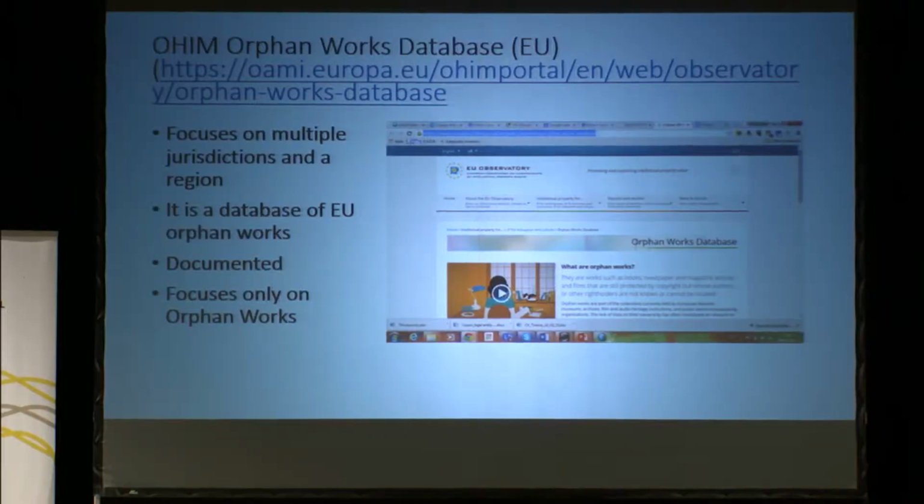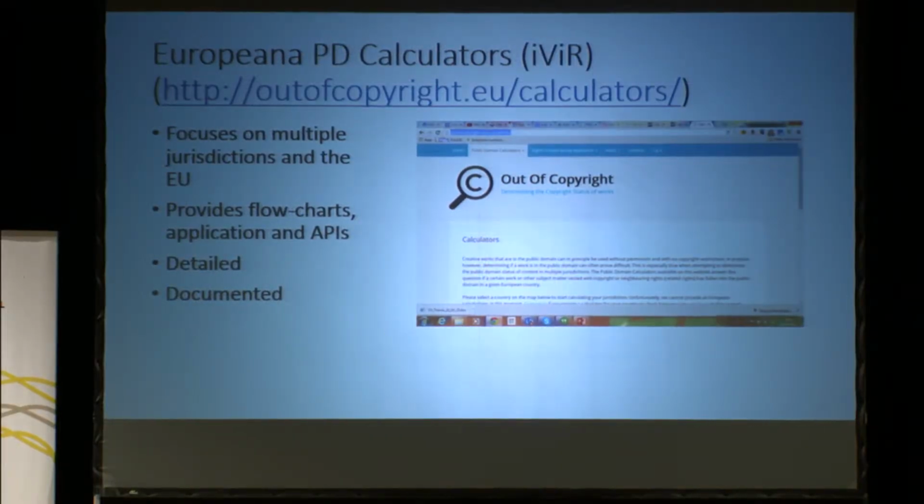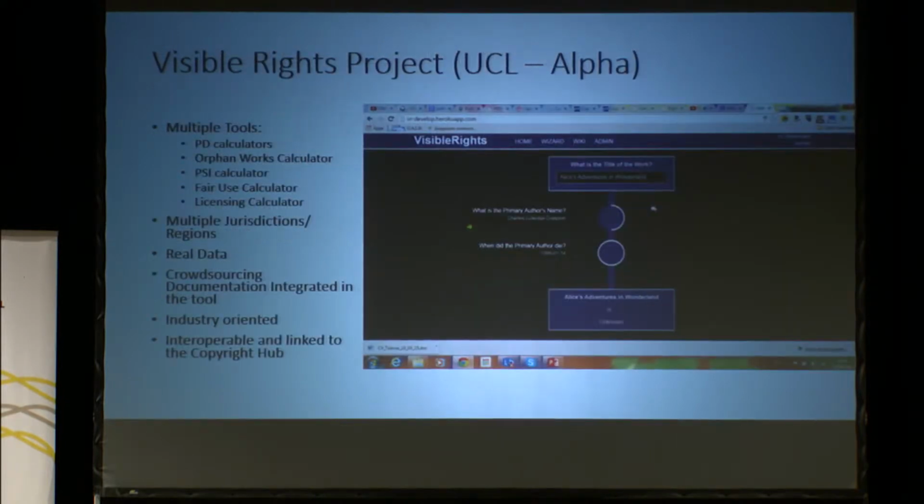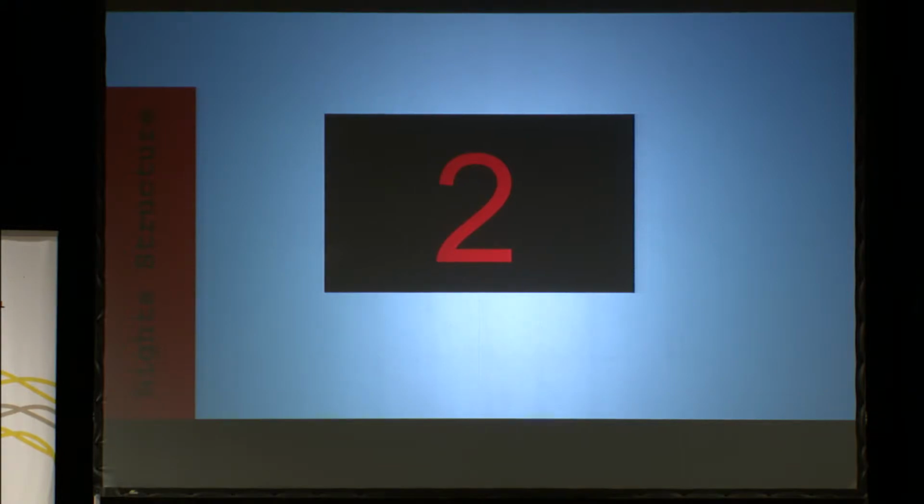And I think the Orphan Works database needs to be totally improved as to which resources it uses to identify whether something is an orphan work or not. Of course, there are the European public domain calculators, and this is a project we are doing at UCL. It's not public as yet, but we're trying to semantically represent different types of legal information with regards to works, whether they are in the public domain or not. So this is pretty much what we have out there, lots of building blocks.